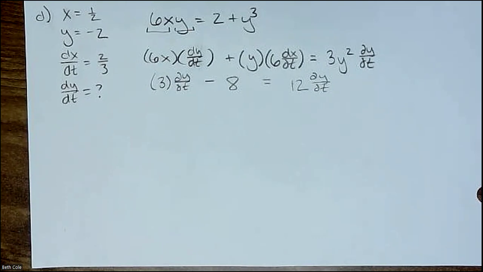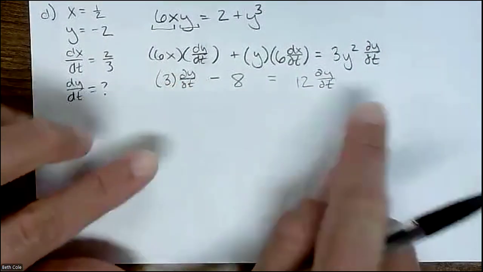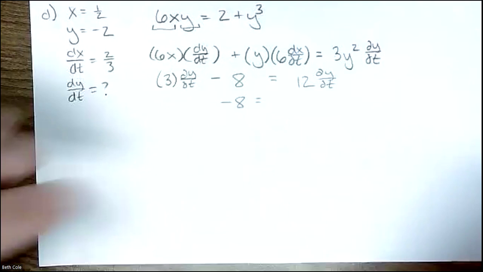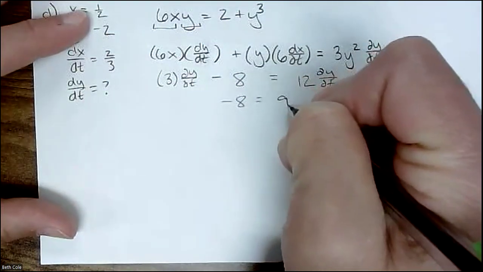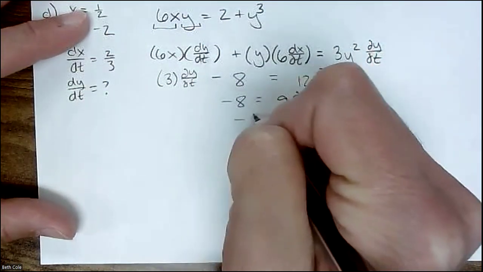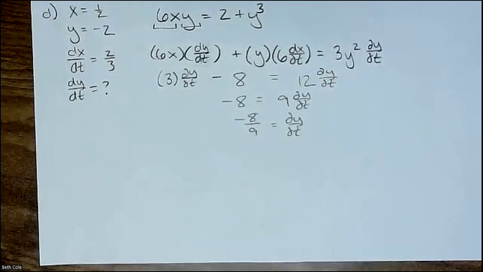Now what? Yeah, get the dy/dt's together. So if you subtract 3 dy/dt over, what is that going to give you? How much? Yeah, 9 dy/dt, and then you're going to divide that over. So -8/9 is the answer.